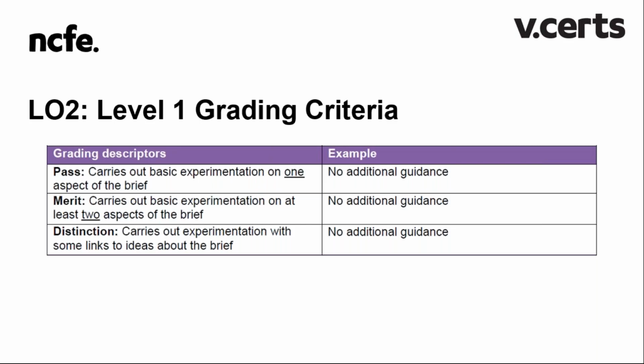And then at distinction, we've got carries out experimentation with some links to ideas of the brief. So you'd be looking for more than 2 here. So it's quantified as 1 aspect, 2 aspects. And for distinction, we'd be looking for a more overall holistic response that meets the brief. And there's no additional guidance here, which we usually have in the grading grids, because the centre will devise the brief and there's too much variation for the additional guidance. So hopefully 1 aspect or 2 aspects will allow you to make a judgment on how well the students have responded to that brief.